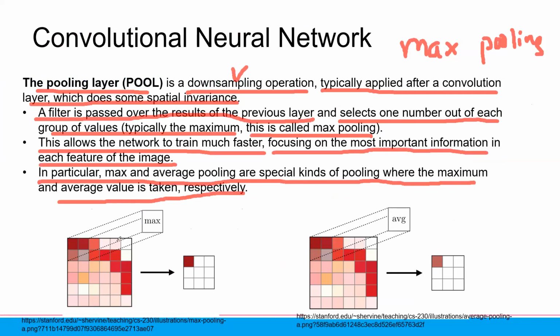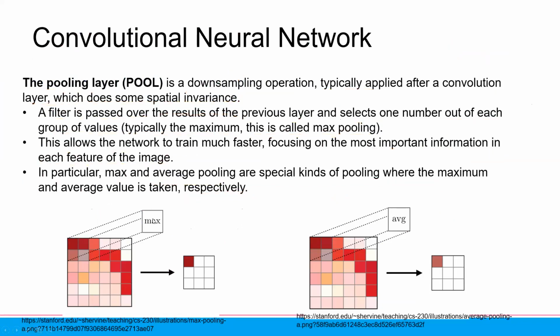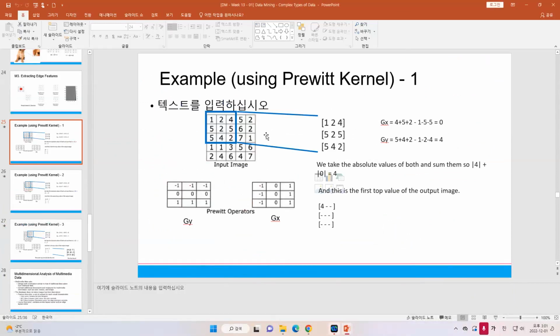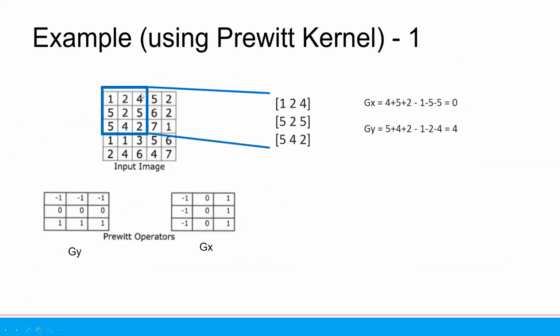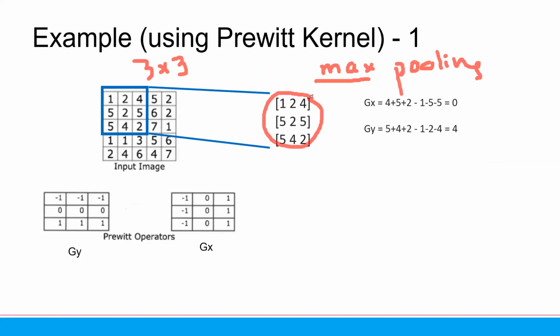For example, let me use these numbers. I want to have a 3 by 3 matrix like this, and then I want to apply max pooling. What is the result? Max pooling means I will check the maximum value from this pool. What is the maximum? We have 5. So we will use 5 from this to generate a new matrix.